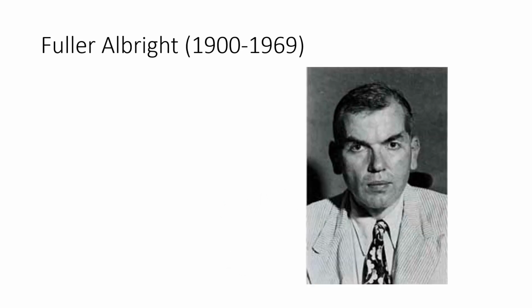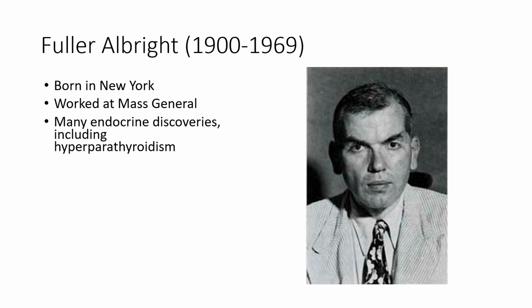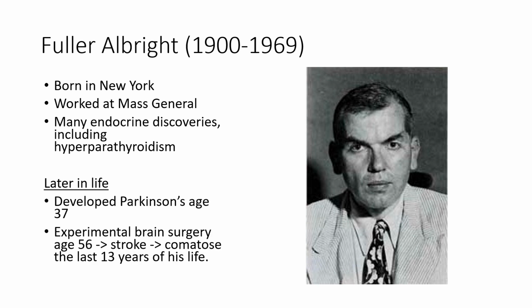It was first described by a physician at Mass General in Boston named Fuller Albright, who actually made many endocrine discoveries, including hyperparathyroidism. Unfortunately, he developed Parkinson's disease at the age of 37, had experimental brain surgery at the age of 56, which led to a stroke, and he was comatose the last 13 years of his life.